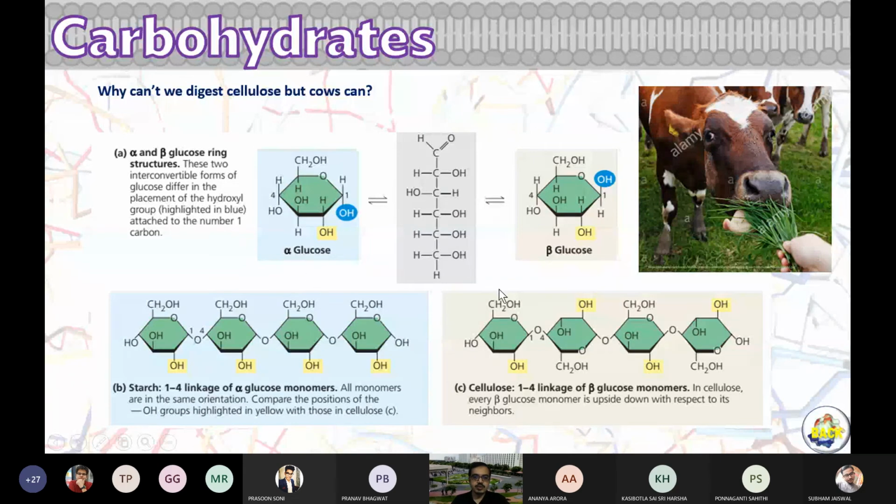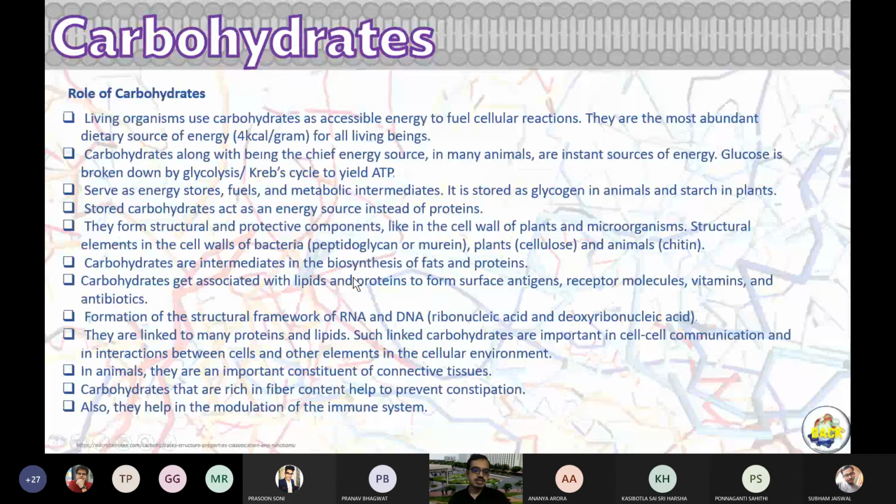So that will be all on carbohydrates. There are certain important roles of carbohydrates we will discuss in the next class.